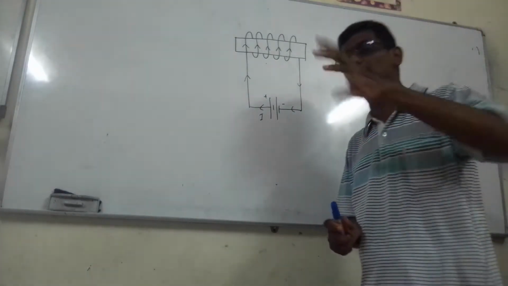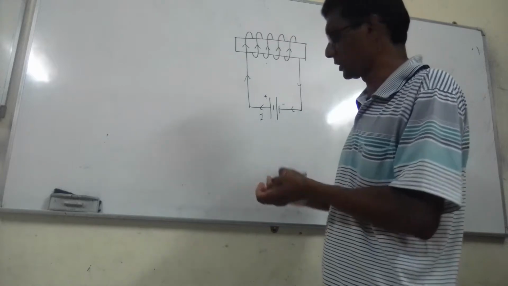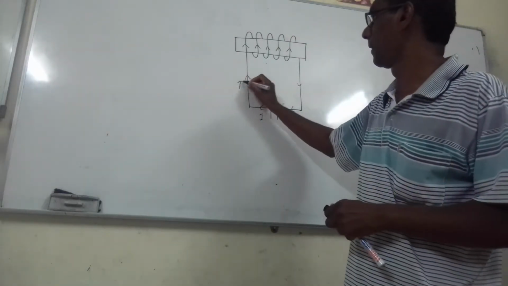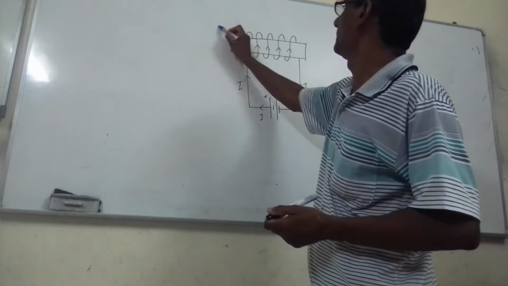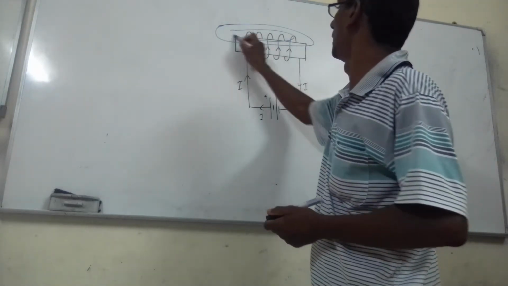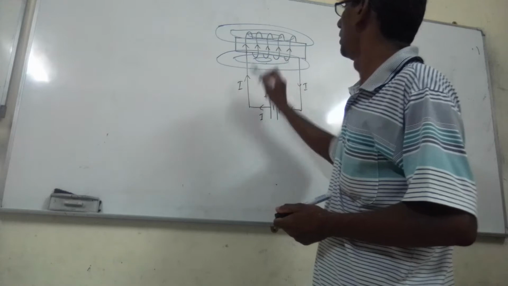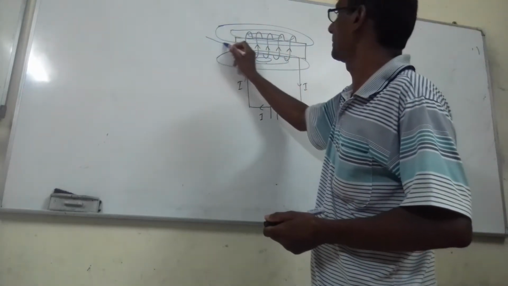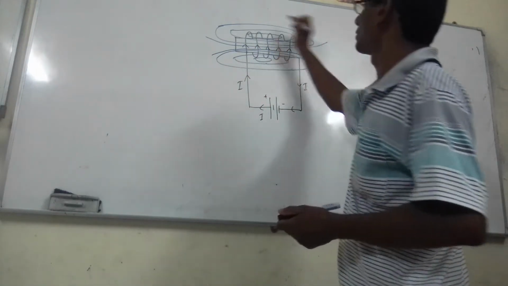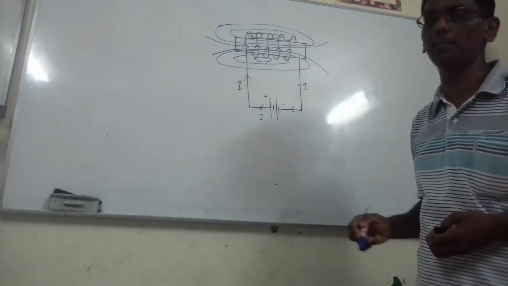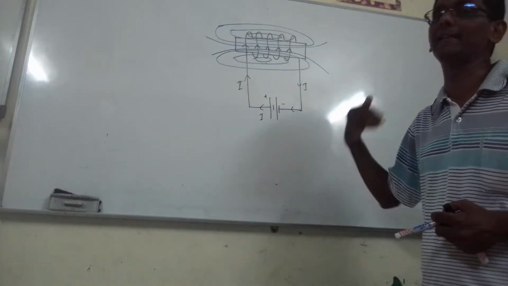The magnetic field, the electromagnetic field. These are the current directions. This is the electromagnetism pattern, the electromagnetic field pattern.